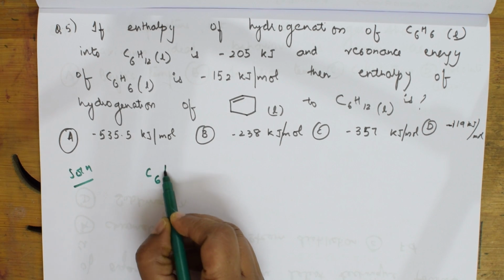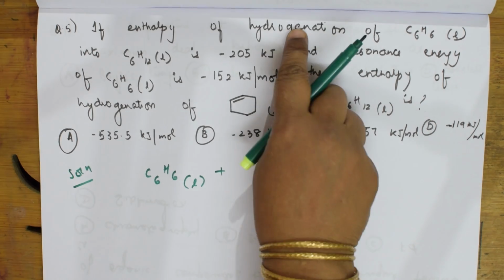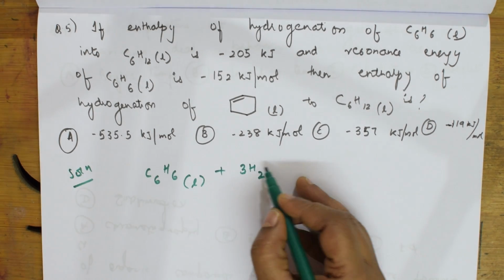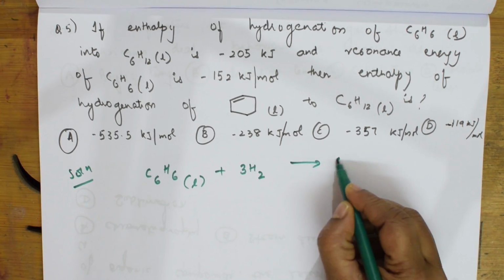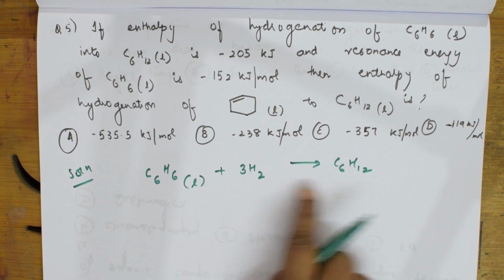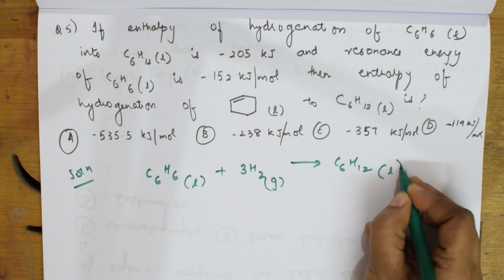So first of all, C6H6 was there, the liquid. Now what did they do? They added hydrogen to this. They have used a certain amount of energy to add hydrogen. Why did I take 3? Because to balance it, because they have given me already C6H12, isn't it? So 6 hydrogens here, 6 hydrogens here, that's why I have taken 3 hydrogens. So this is hydrogen gas and this is the liquid.